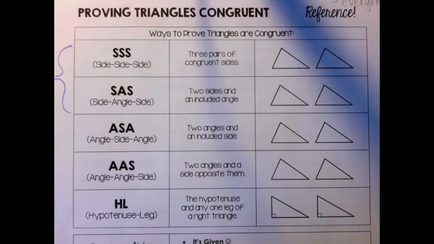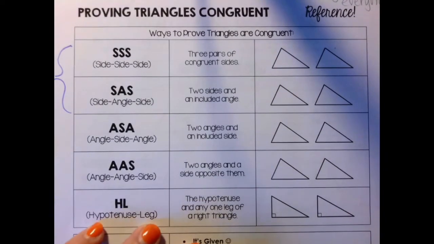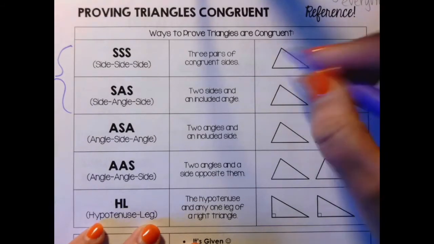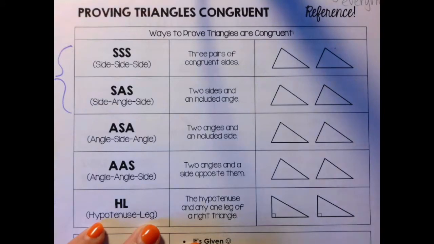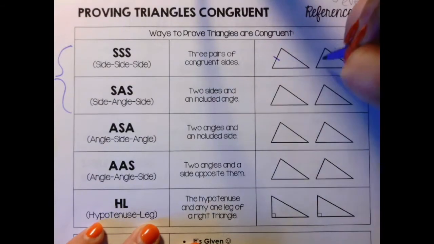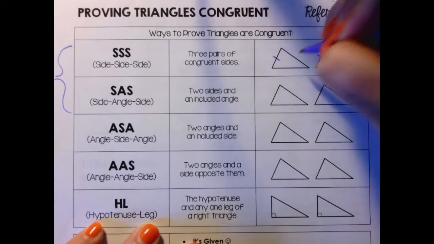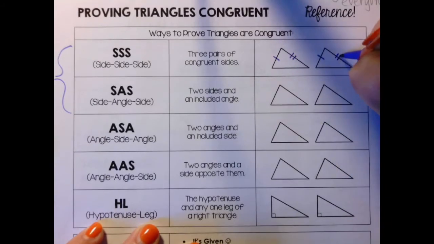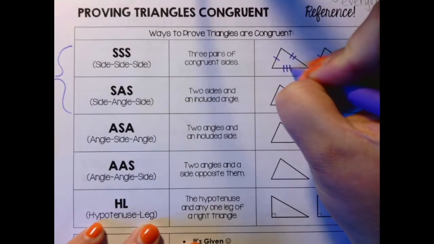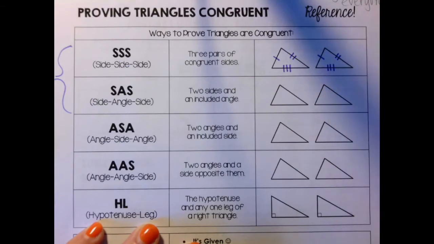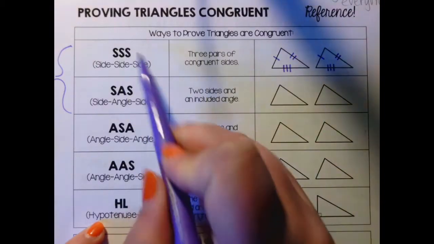Alright, so the first one is called SSS, that is side, side, side. And if we know 3 pairs of congruent sides in 2 triangles, then we know those 2 triangles are congruent. So if we have this side, it's congruent to this side, congruent to this side, and then our third sides are congruent. If we know that 3 sides in 2 triangles are congruent, then we know those 2 triangles are going to be congruent because of SSS.